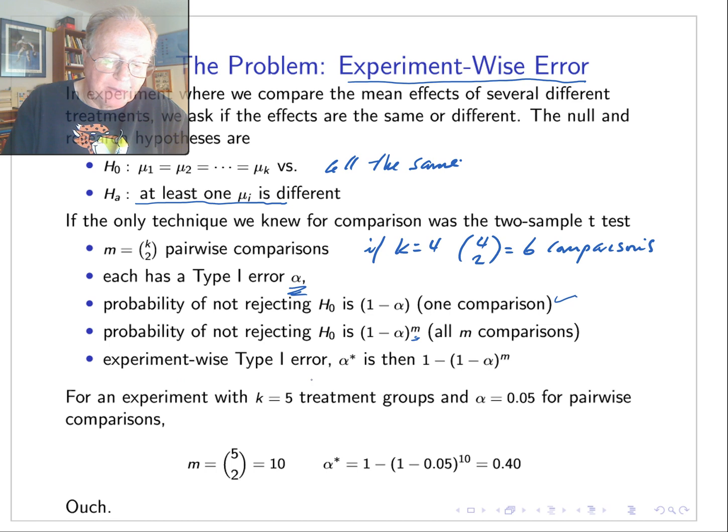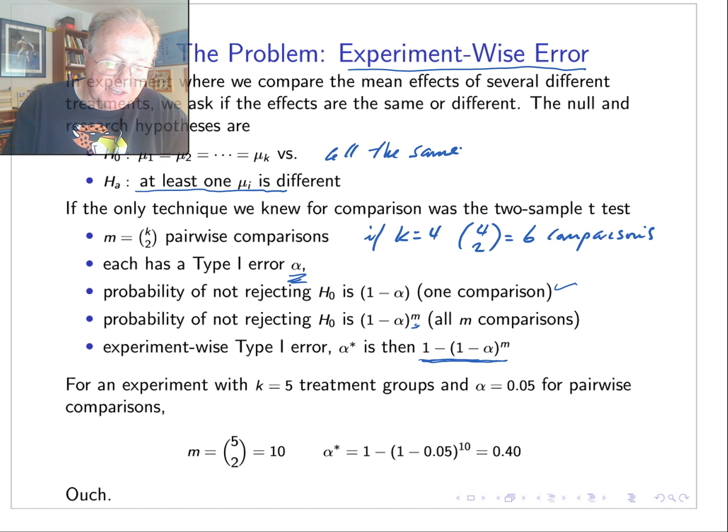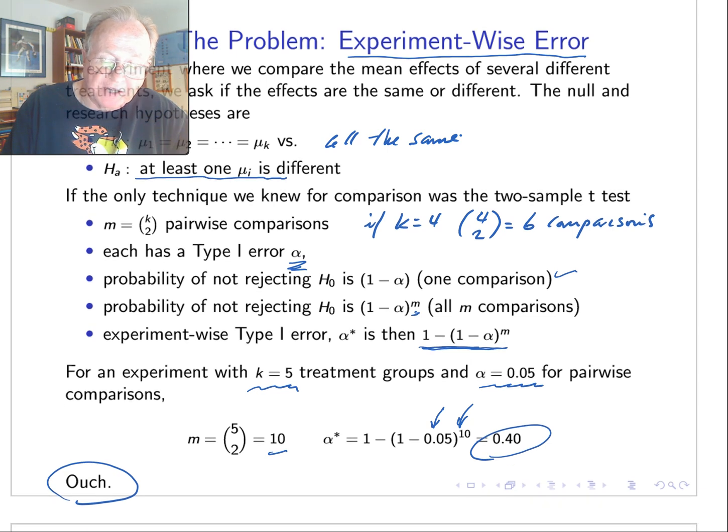And then the experiment-wise type 1 error is just the complement of that, so 1 minus that guy that we just calculated. Let's look at an example. When I have 5 treatment groups and alpha is 5%, well, 5 choose 2 is 10, so there's 10 different comparisons. I'll plug in the alpha and the 10, and I'll get an experiment-wise alpha of 40%. Ouch. That's way too high to be practical.